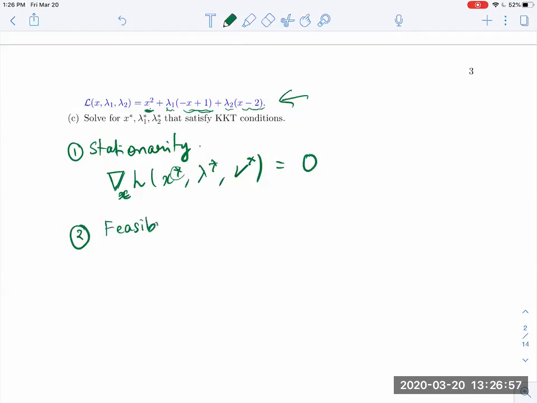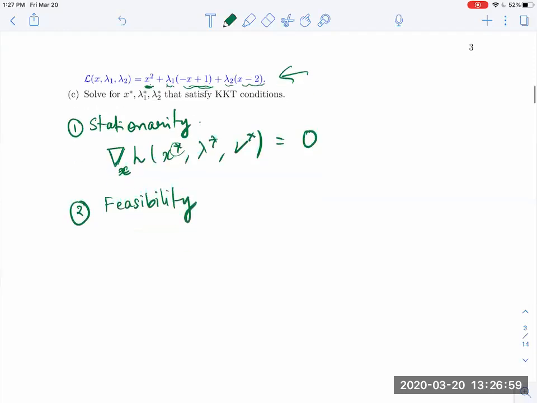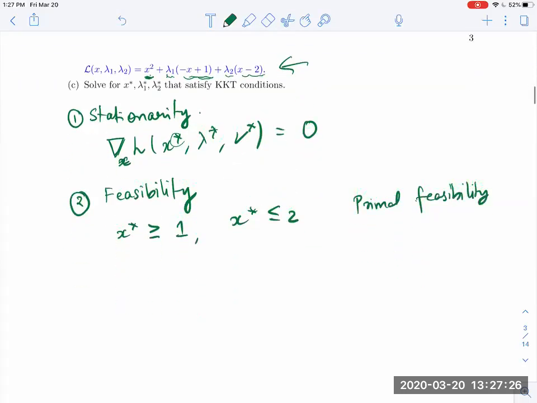I'll help you with this title, feasibility. So what do you want? Is x star primal feasible? Yeah. So let's just write it for our problem now. You want x star greater than or equal to 1, x star less than or equal to 2. Is it clear why, primal feasibility? Yeah. And let's finish dual feasibility. What is dual feasibility for us? We have lambda 1 and lambda 2 both greater than or equal to 0. Yep, lambda 1 star greater than or equal to 0, lambda 2 star greater than or equal to 0.